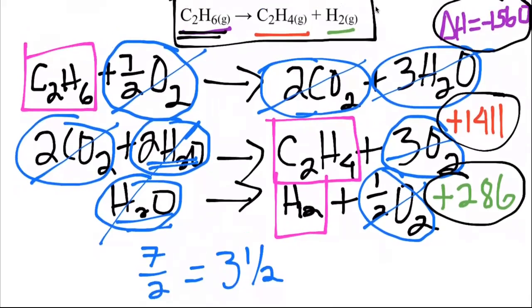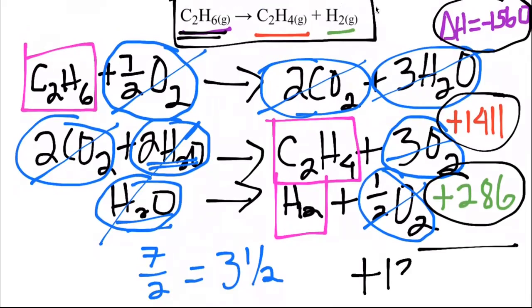So that's why I like to do it as I go, so that I don't forget, oh, I needed to change the sign, or oh, I needed to multiply this by 2 or divide it by 3 or whatever you're having to do. So I would add negative 1,560 plus 1,411, it's positive now, plus 286. And when I add all of those together, I get a positive 137. And then my units are kilojoules per mole, or kilojoules times mole to the -1.